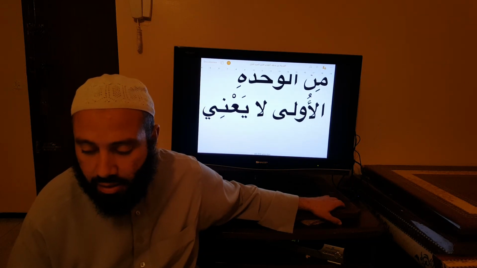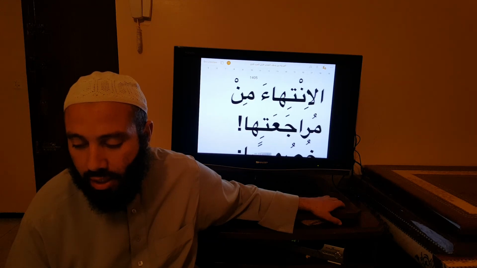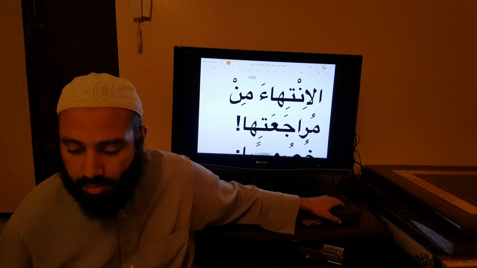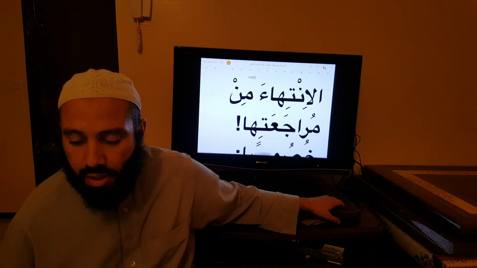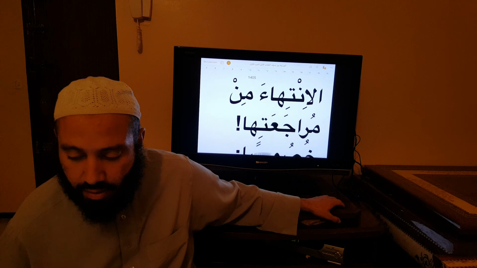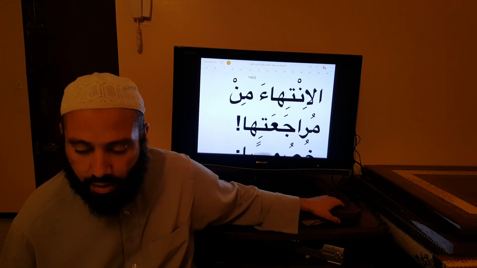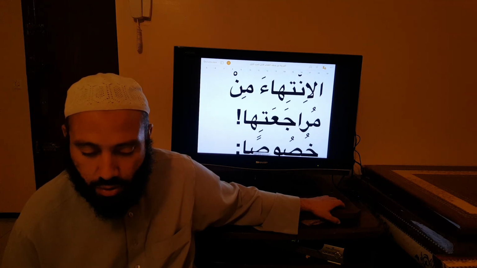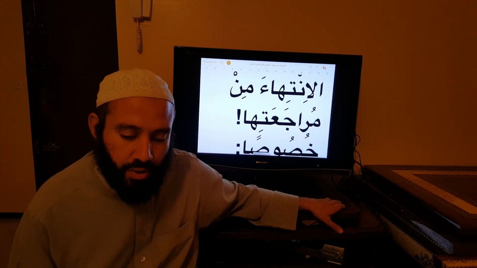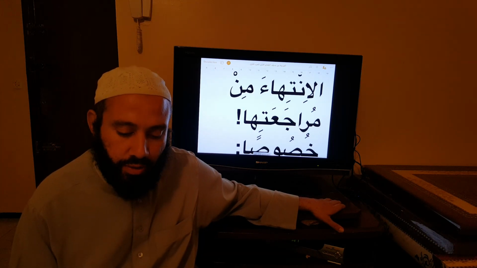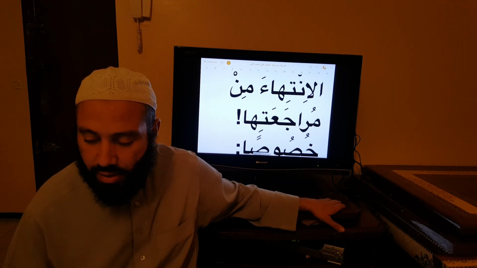لا يعني, it doesn't mean الانتهاء من المراجعة أو الانتهاء من مراجعتها. It doesn't mean finishing its recapping. It doesn't mean finishing its revision. You see the exclamation mark. So finishing off, like you have done now with the first chapter, finishing the first chapter, it doesn't mean that you have finished its revision. That's something you have to do many times on a weekly basis.